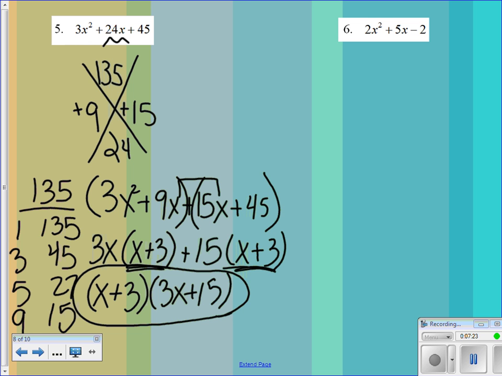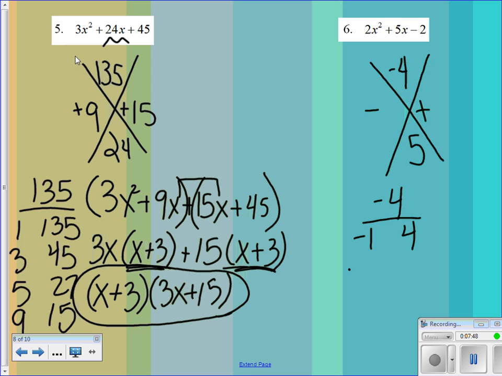Next, let's take a look at number 6. So number 6, let's set up our x. We can't take out a greatest common factor between 2, 5, and negative 2. Well, 2 times a negative 2 is negative 4, and a positive sum of 5. Well, we know we need to have a minus sign and a plus sign. That's the only way we can get a negative product. So for negative 4, things that multiply to negative 4: negative 1, 4, positive 1, negative 4, 2, negative 2. None of those are going to work for me.